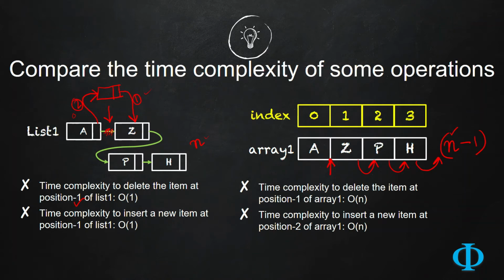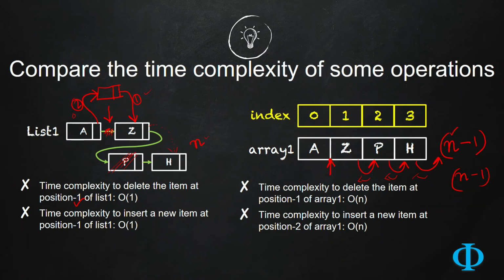Similarly for the deletion operation also, if you want to delete in an array, you have to do lots of left shift, which is again an order of n minus 1 number of operations required. But if you want to delete a node in a linked list, let's say this node, you can just start pointing this node and then delete this node.